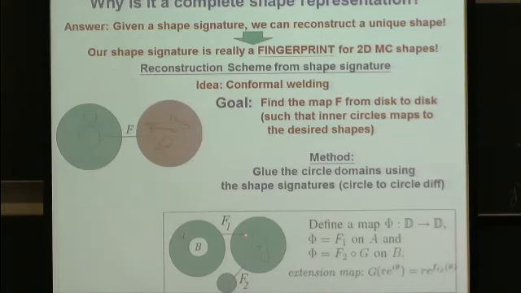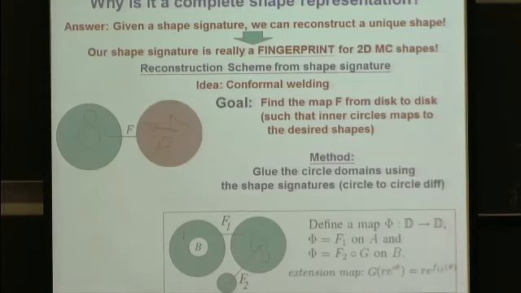So conformally map this region to the punctured disk by F1, and conformally map this region by F2. Then I can define a mapping from a unit disk to a unit disk such that the inner circle will map to a shape as follows. On region A, I just define it as F1, the conformal mapping. On region B, I define it as F2 composed with G, where G is the extension map of the signature.